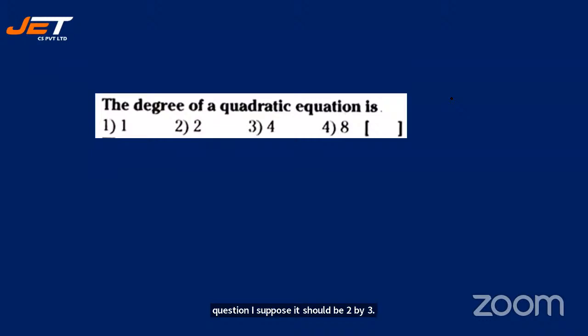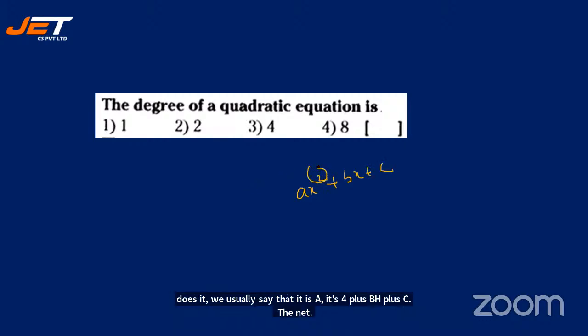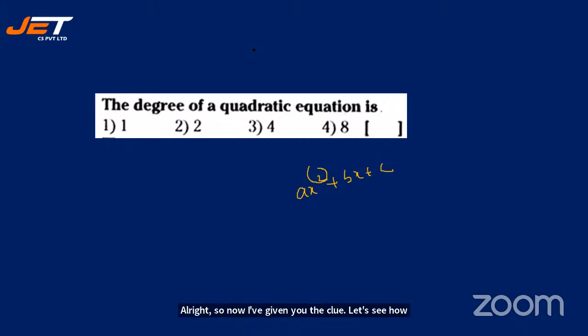The degree of a quadratic equation is dash. What is the degree of the quadratic equation? So what is it? We usually say that it is ax square plus bx plus c, isn't it? So what is the degree over here? Right. So now I've given you the clue. Let's see how many are going to give me the answer for this.